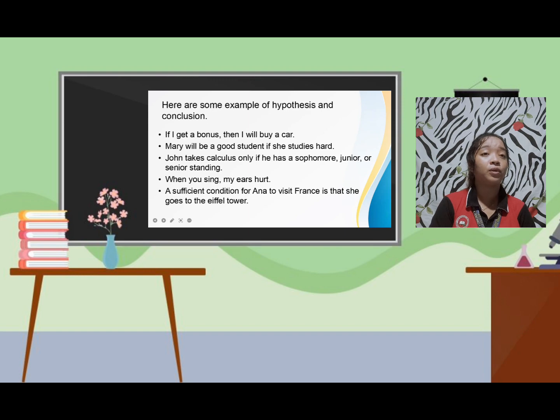In order for you to write the hypothesis and the conclusion of the statement, you need to find first their conditional propositions. So remember that the conditional propositions are the two propositions that have if and then.